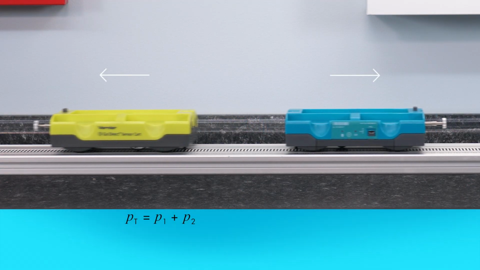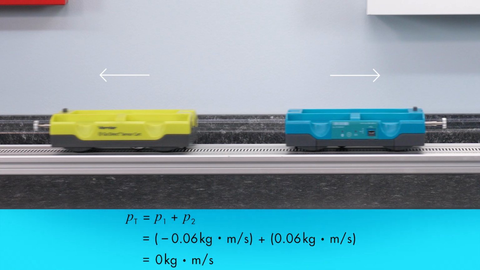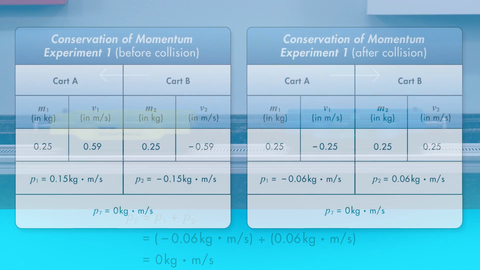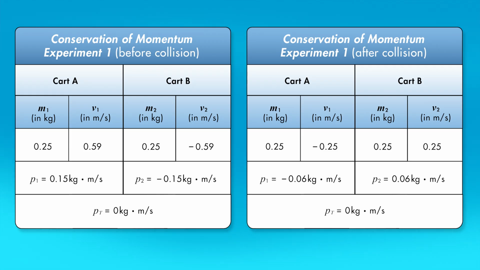Now, we can calculate the total momentum of the carts after the collision. Since the momentum of each cart is equal in magnitude but opposite in direction, the two momenta cancel and the total momentum after the carts collided is 0. Here is all the data from both carts during this experiment. Notice that the total momentum of the carts before the collision was the same as the total momentum of the carts after the collision. This confirms the law of conservation of momentum.